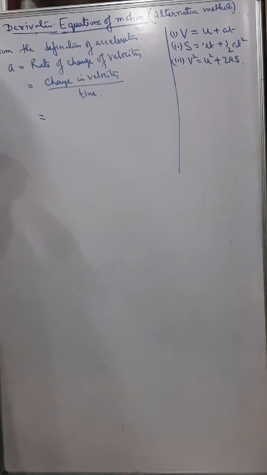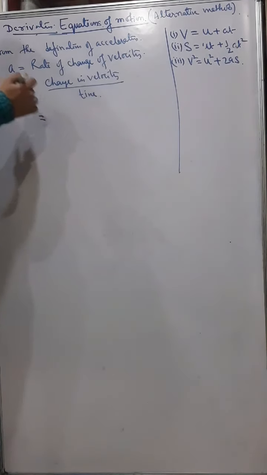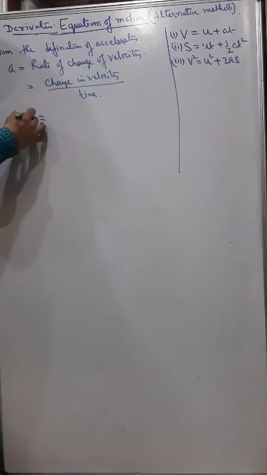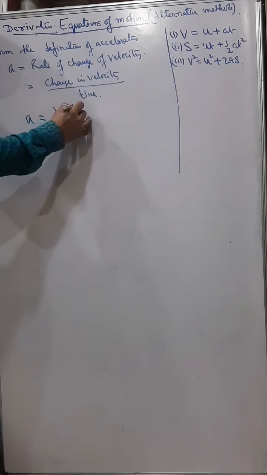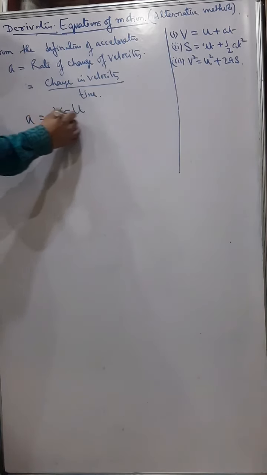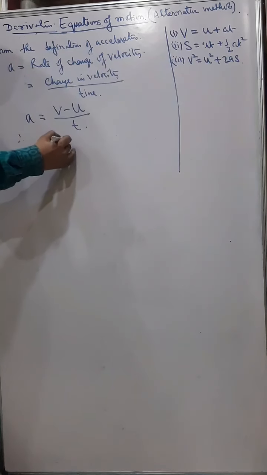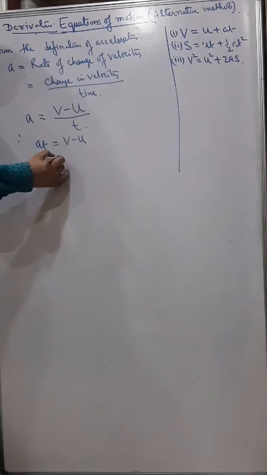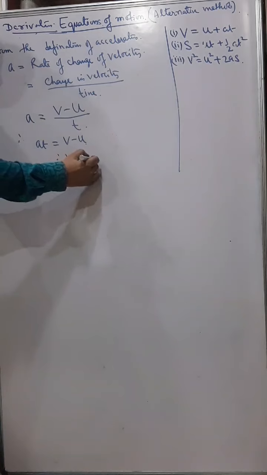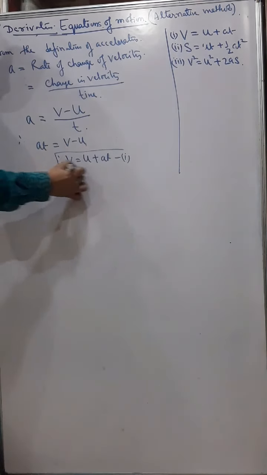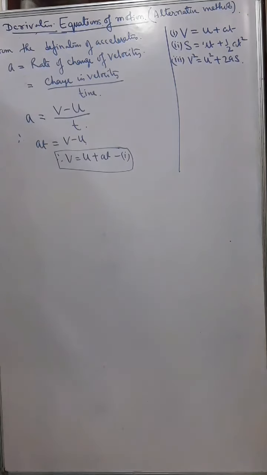So if the initial velocity of a body is u and the final velocity is v, therefore we can say that the change in velocity is v minus u and the time taken is t. So we got this first equation of motion, at is equal to v minus u, and therefore I got v equals u plus at. So we got the first equation of motion by the non-graphical method. Understand?